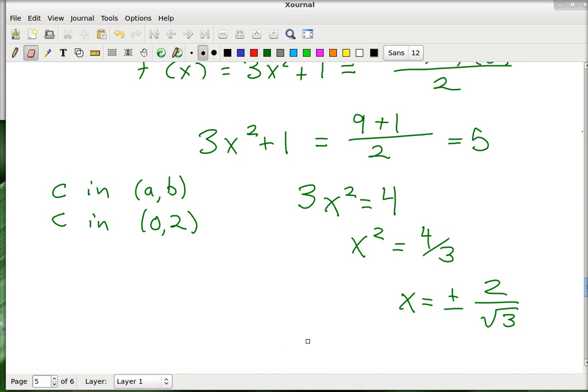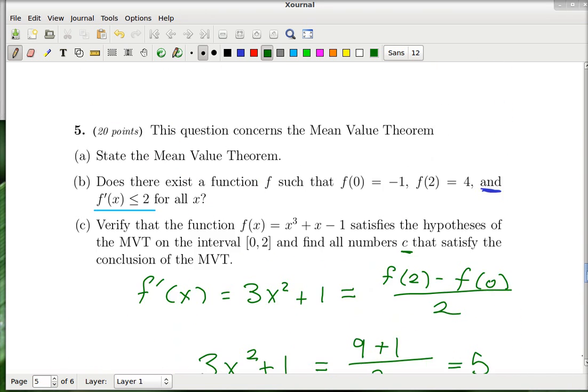The reason you know the positive one is in the interval is because the theorem tells you that there is one in the interval, right? So one of them has to be in there. One of them has to be in the interval from 0 to 2. That's what the theorem is promising. It's definitely not the negative one, so it must be the positive one. And so the answer is C equals positive 2 over the square root of 3. And that was kind of long, huh? But it's done.